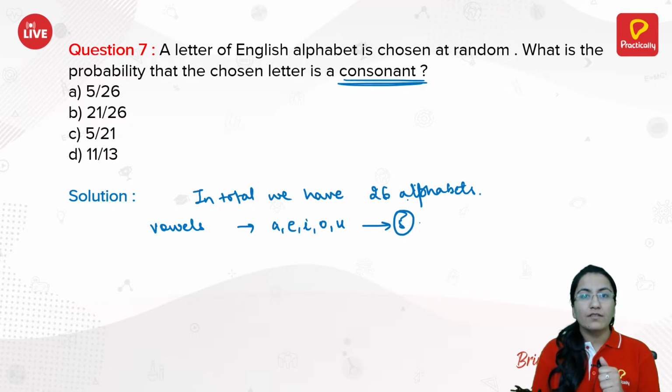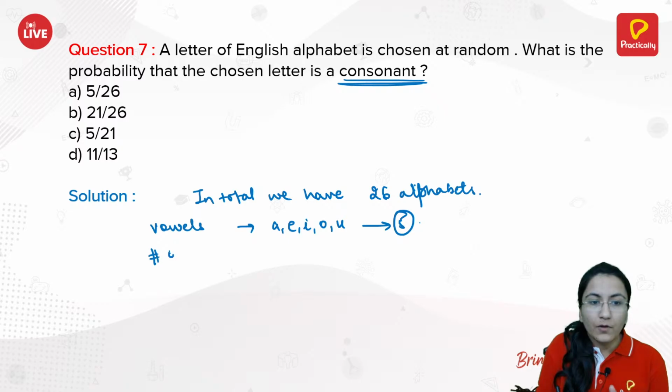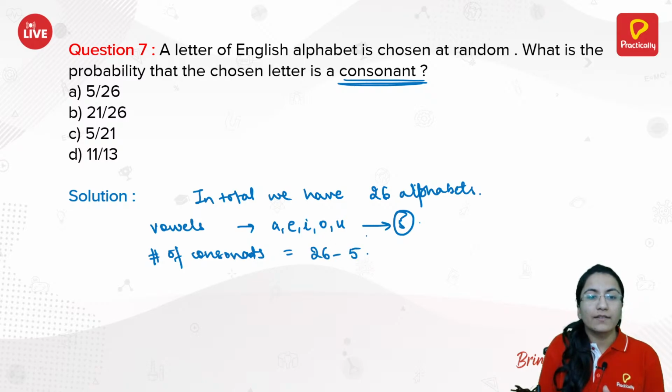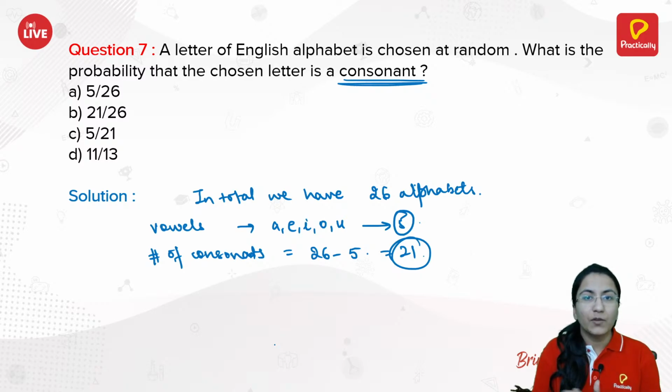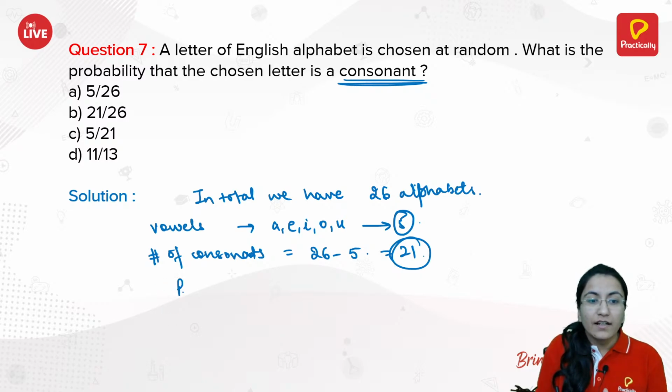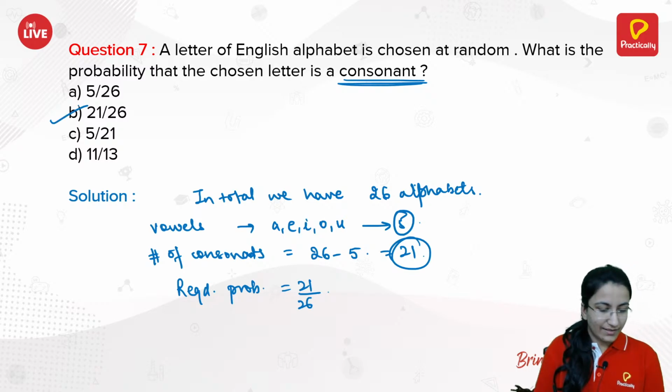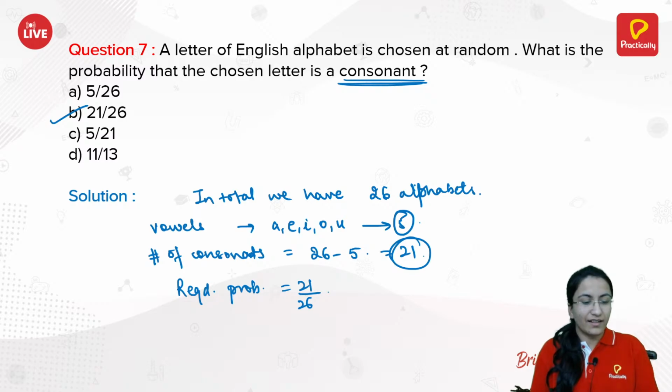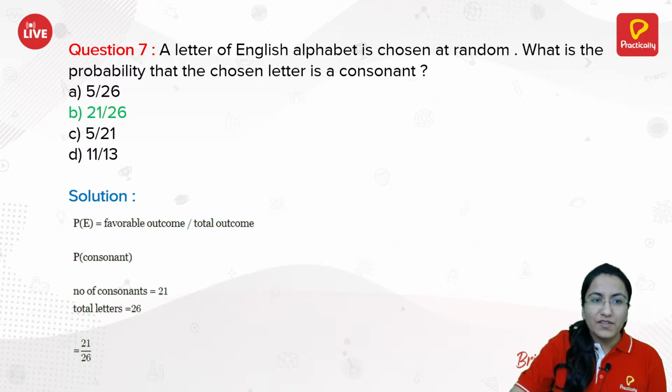But here we need consonants, so the number of consonants you have is 26 minus 5. 5 are vowels, so that means you have 21 consonants. So favorable number is 21. Favorable chances are 21 out of 26. So that means the required probability is 21 by 26. So that means B option is correct. Okay, so B option is correct because you have 21 consonants. Okay, let's see the next question.